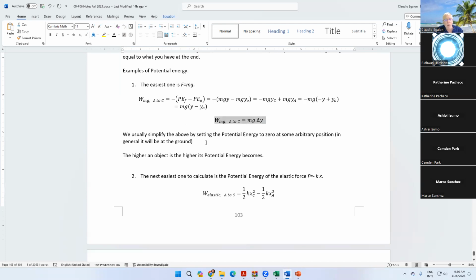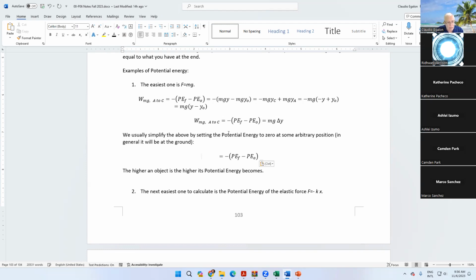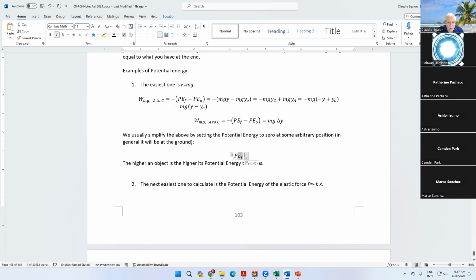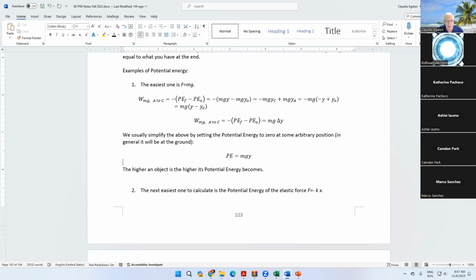Instead of talking about work of mg from one point to another, or the difference in potential energy, we just go ahead and simplify the whole thing by stating that the potential energy is given by mgy, whereas at y equal to 0, the potential energy is going to be 0.